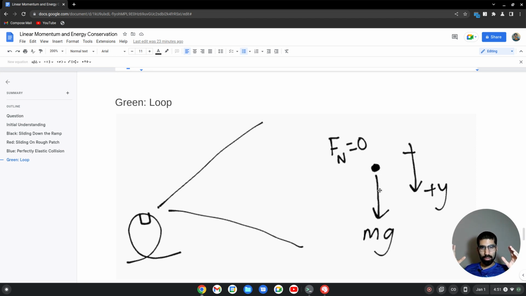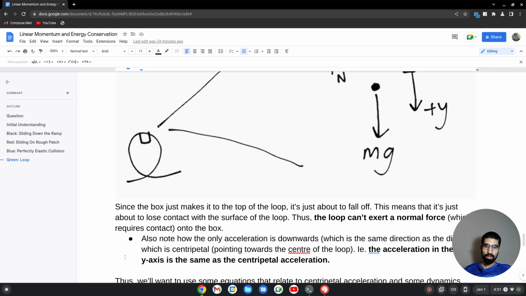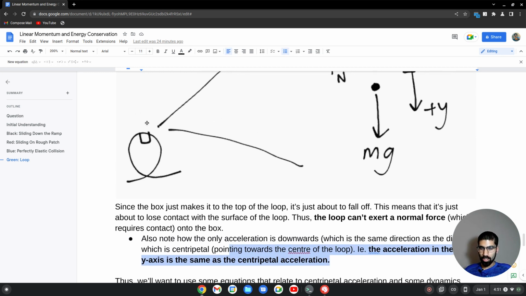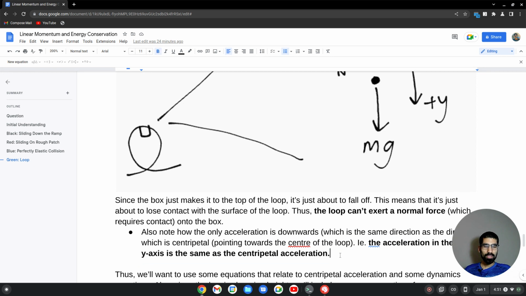And if it's about to lose contact, then you cannot have contact forces. Pretty evident, right? And the normal force is a contact force, so you cannot have a normal force in this case. The other thing to note is that this direction downwards is the same direction as the direction to the center of the loop. So whatever acceleration we have in the y-axis is going to be the same as centripetal acceleration.